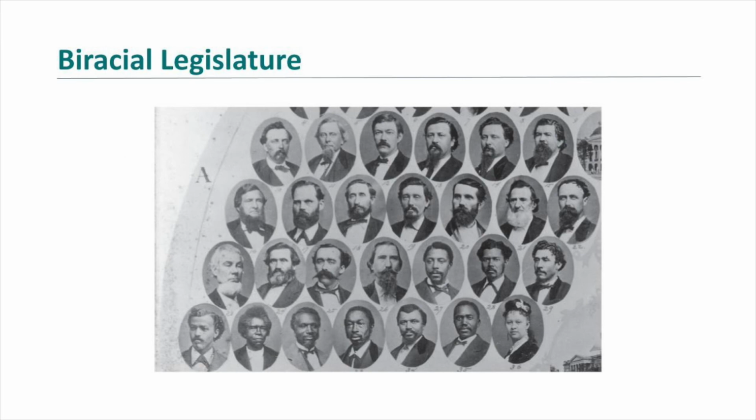This is a picture of black and white members of the Mississippi State Senate, 1874 to 1875, shortly before the end of Reconstruction in the state. The woman in the row below, by the way, was a postmistress, below on the right.